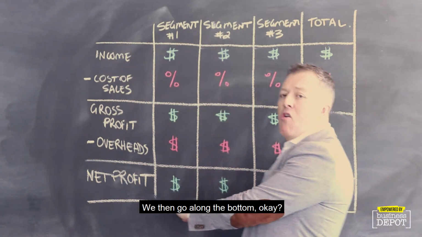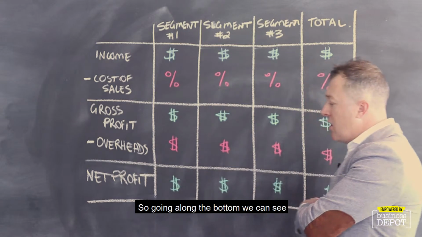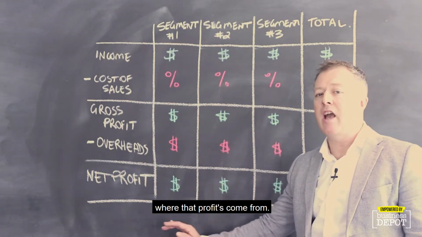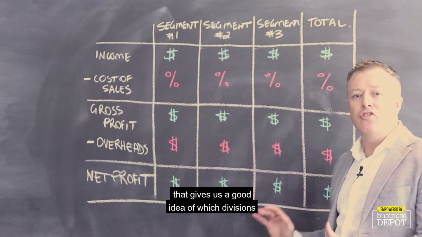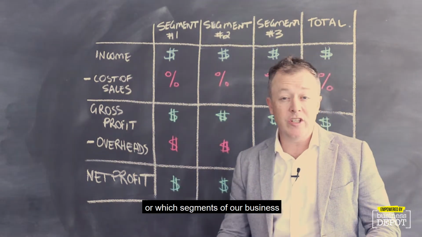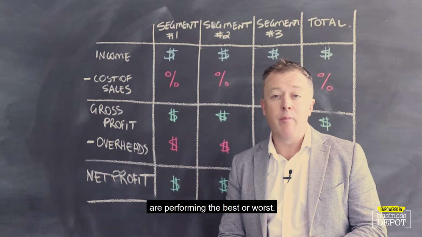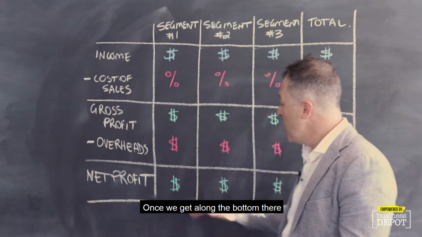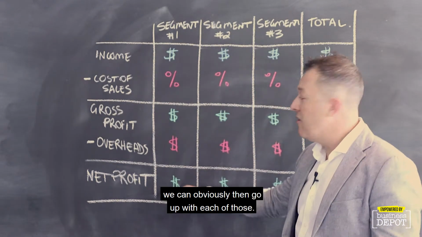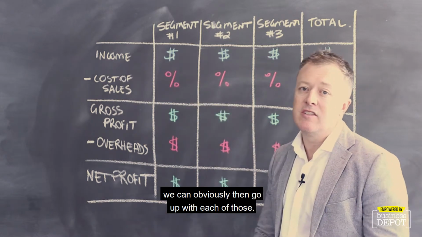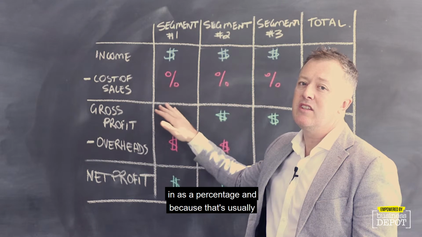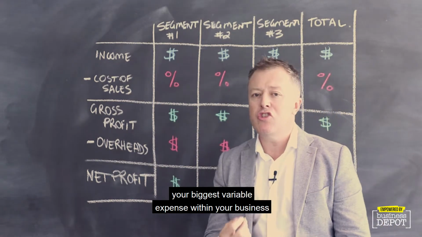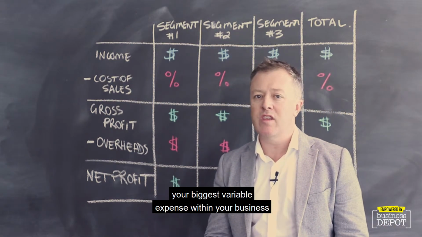We then go along the bottom. Okay? So going along the bottom, we can see where that profit's come from. By being able to see where it's come from, that gives us a good idea of which divisions or which segments of our business are performing the best or worst. Once we get along the bottom there, we can obviously then go up with each of those. Now you can see here, I've actually got cost of sales in as a percentage, because that's usually your biggest variable expense within your business.